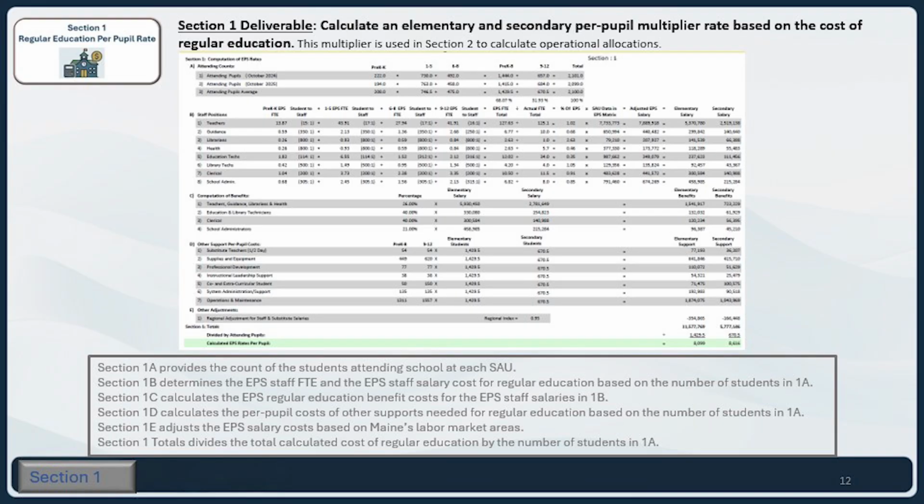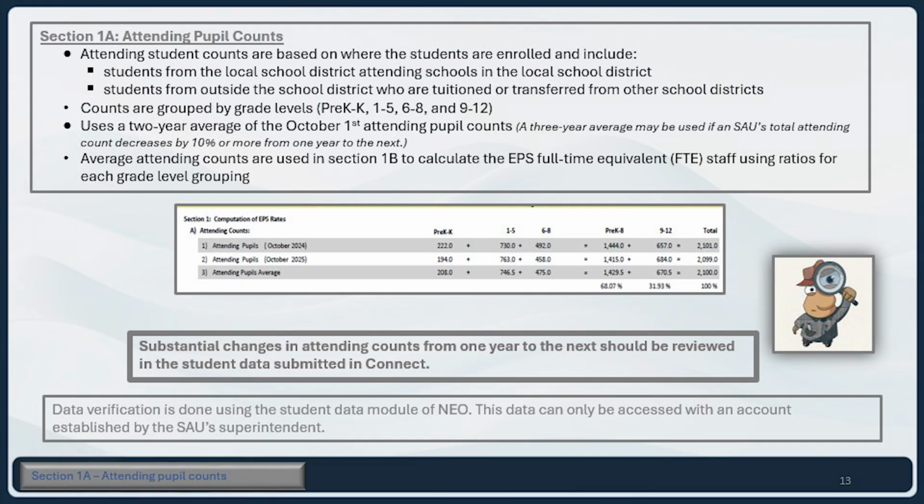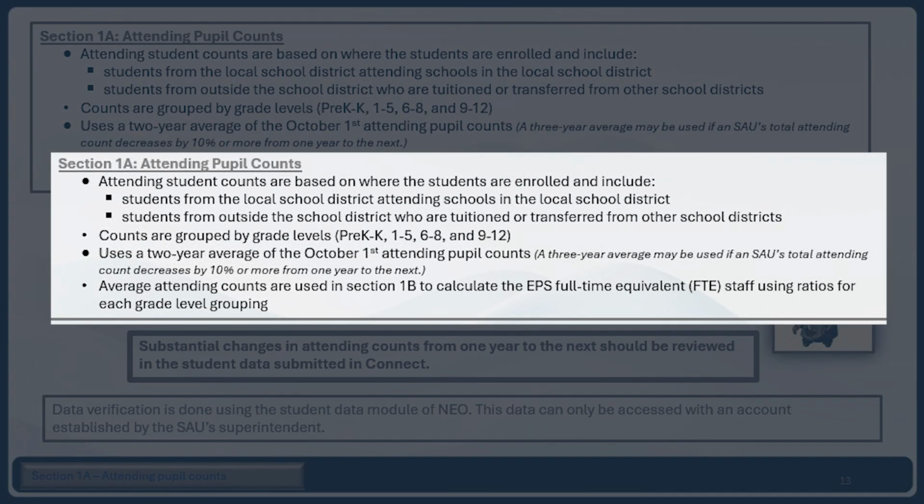So in section 1, we begin with a count of students. And for section 1, we are using attending students. Those are the students that are enrolled at your schools, and they are receiving an education at your SAU. So it's all of the students that you have in your schools, in your classrooms. Those are broken out into 4 groupings: pre-K/K, 1 to 5, 6 to 8, and 9 to 12. And we do that because each of those has a little bit different student to staff ratio that we will use to calculate an FTE.